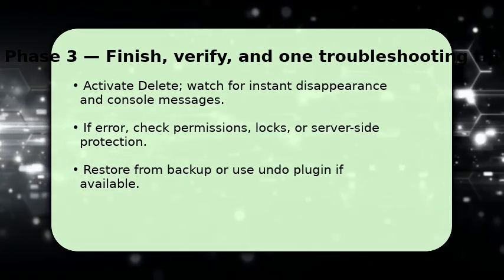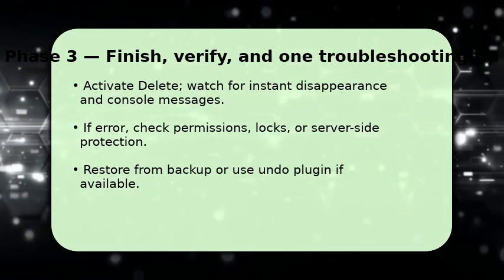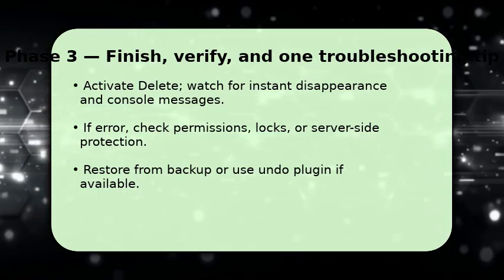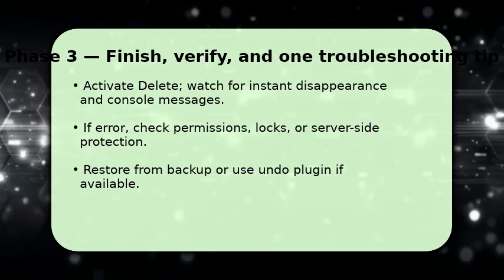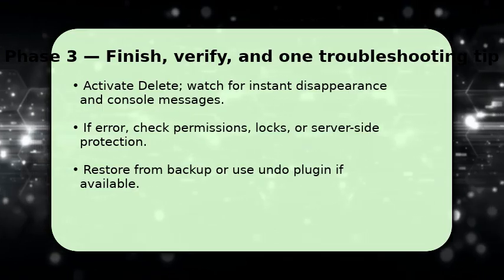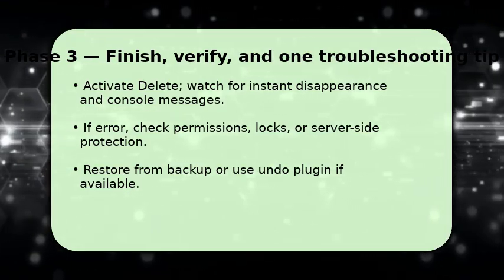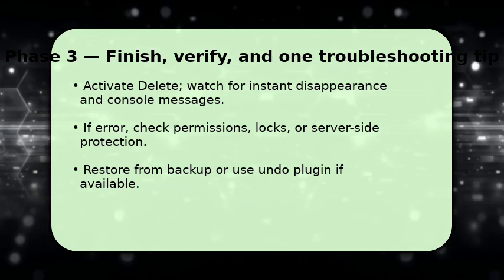If something goes wrong, stop, don't repeat destructive steps. Restore from your backup or use an undo plugin if available, and rerun selection after fixing permissions. That final check prevents repeated mistakes and preserves your project.